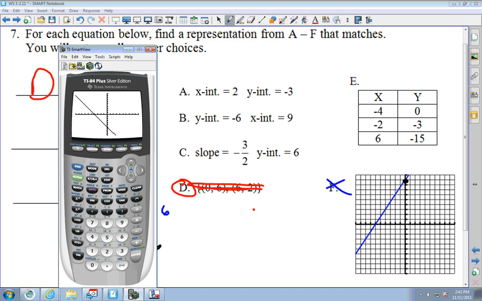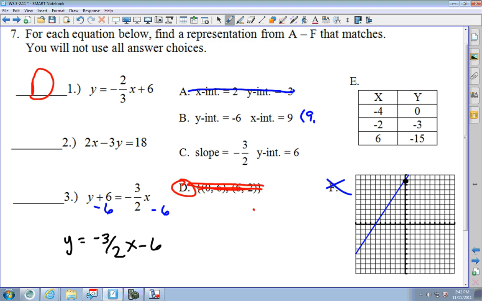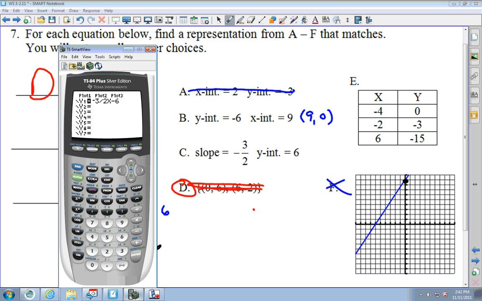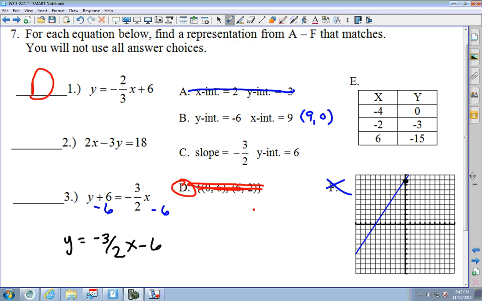Let's look at the equation. Is the y-intercept negative 3? No, it's negative 6. So it's not A. It could be B. Let's see. I know that the x-intercept would be 9, 0. So let's see if that's in there. Let's go to the table and look for 9, 0. Nope, it has 9 and a decimal. It's not it. So it's not B.